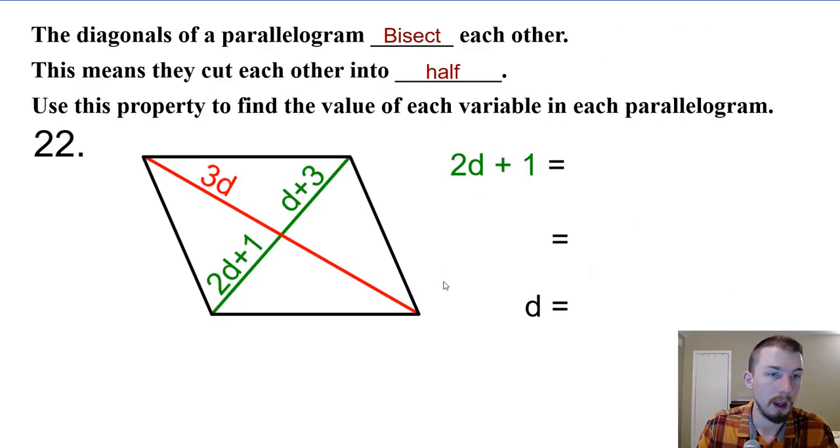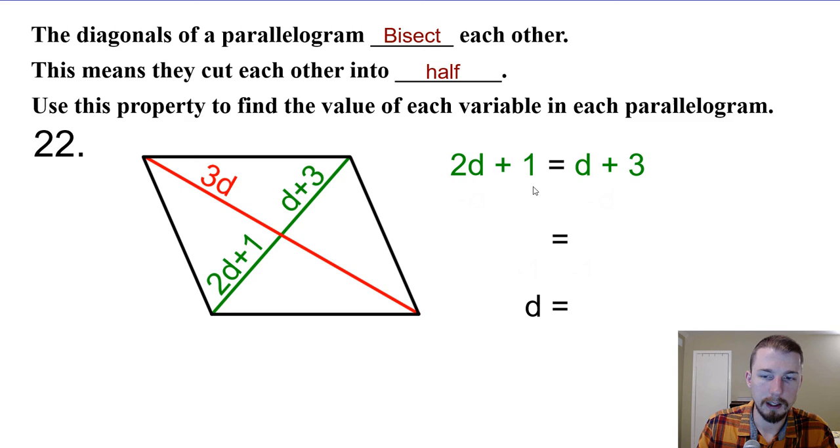All right, diagonals of a parallelogram bisect each other, which means they cut each other in half. So it's pretty straightforward. Use a property to solve for the variable of each parallelogram. All right, so the red diagonal is going to cut the green one in half, and the green one cuts the red one in half. Well, I don't know what the other side of this is going to be, so the only way I can solve it is by setting these two equal to each other. So I know that 2d plus 1 is equal to d plus 3.